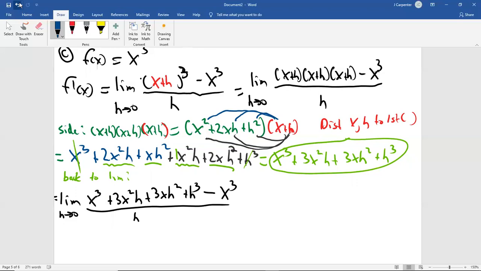Okay, a lot of ugly work so far, but all for a cause, because guess what? The x cubes cancel on the top. There are only terms with an h in the top now, which is generally what we want to see.